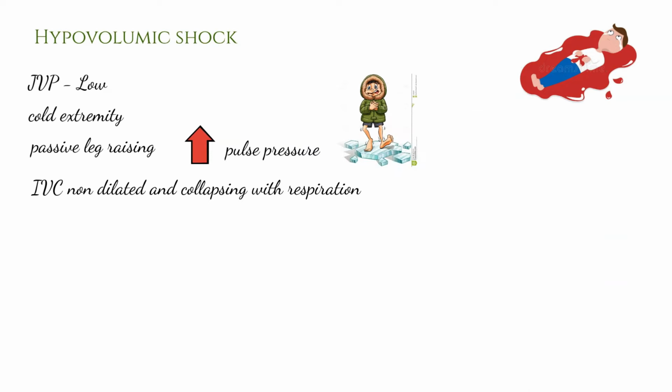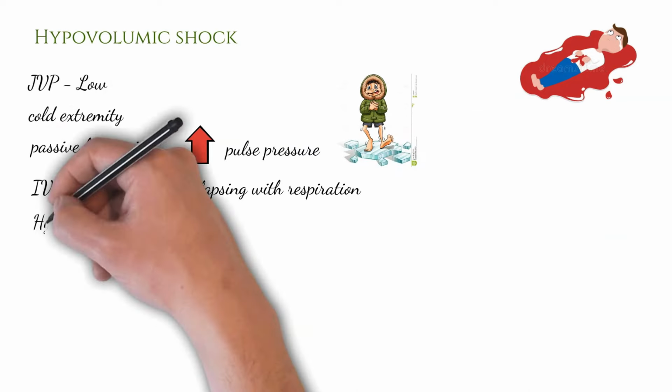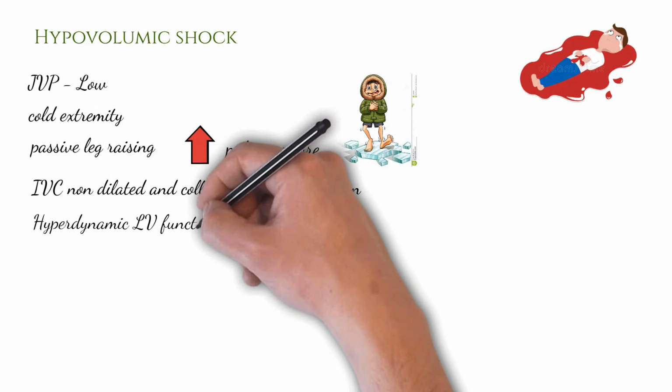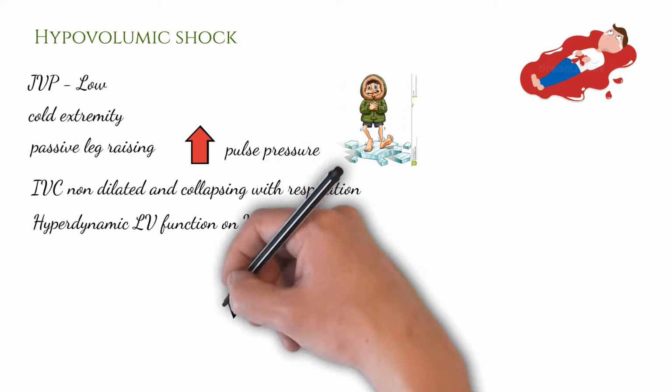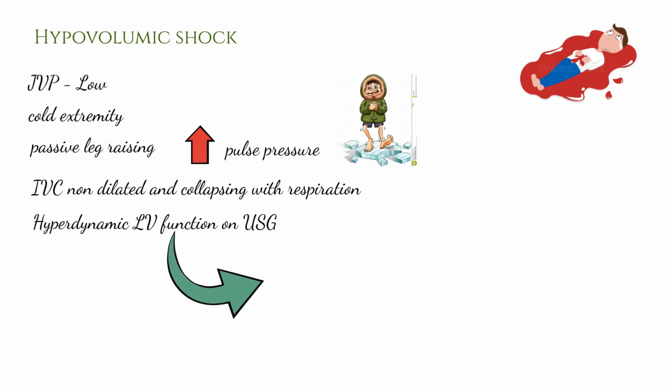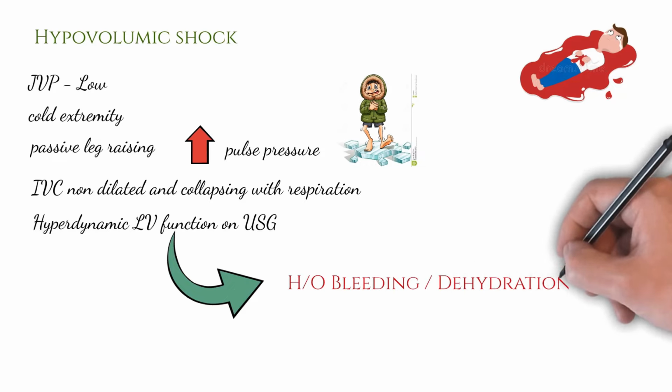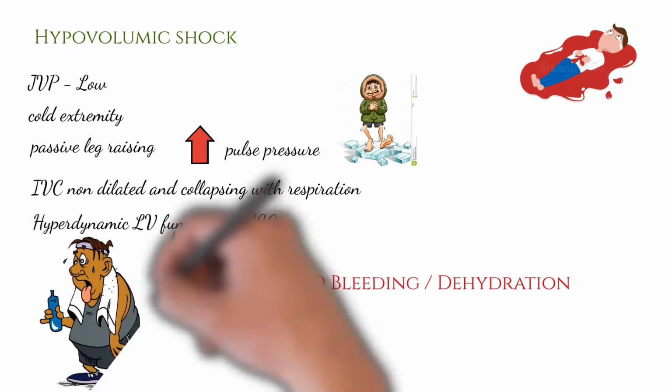On bedside ultrasound, the left ventricular function will be hyperdynamic. So there will be hyperdynamic left ventricular function in cases of hypovolemic shock. And on history, there will be a history of bleeding or dehydration. So this was all about hypovolemic shock.